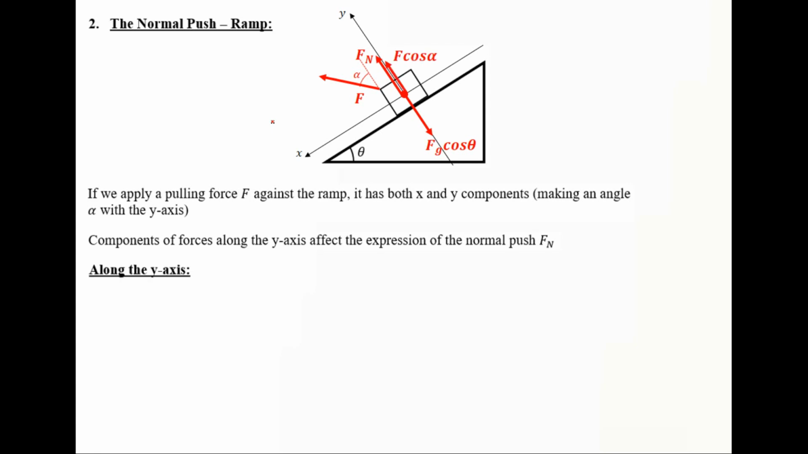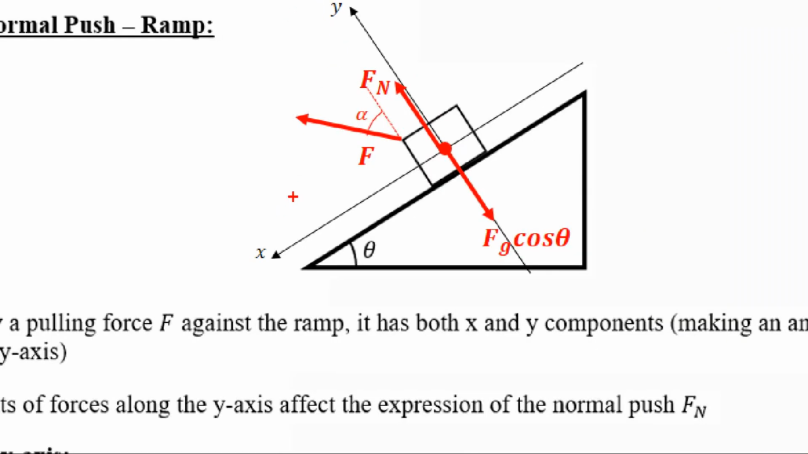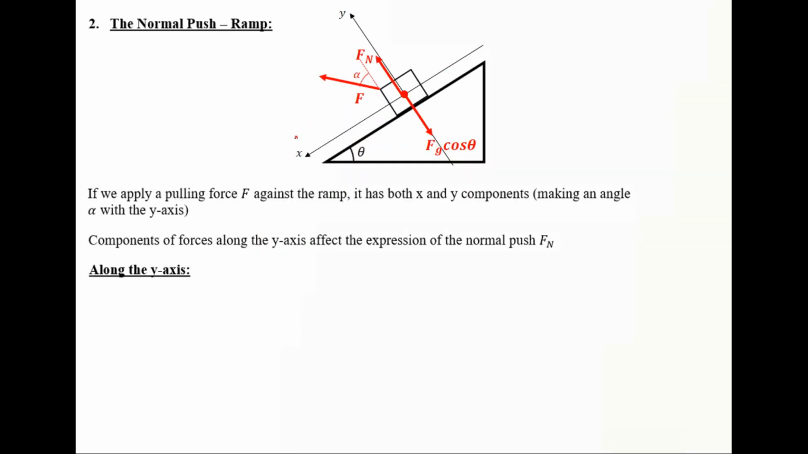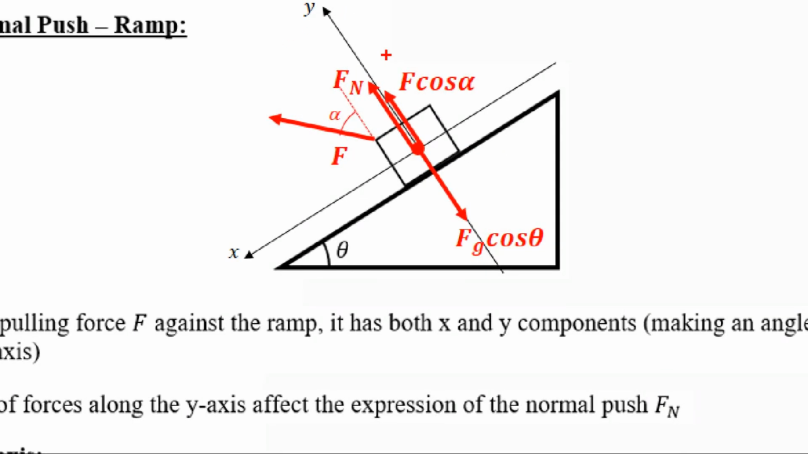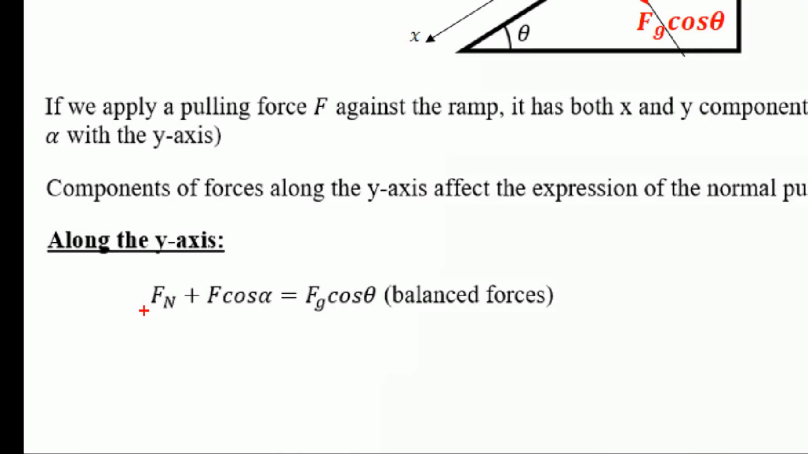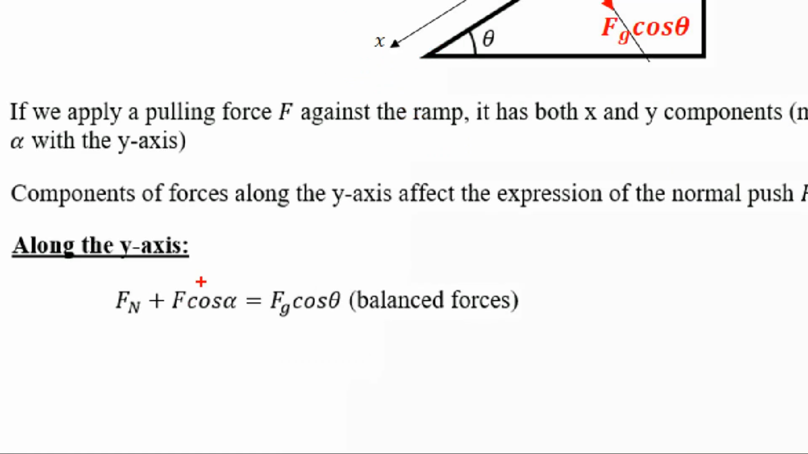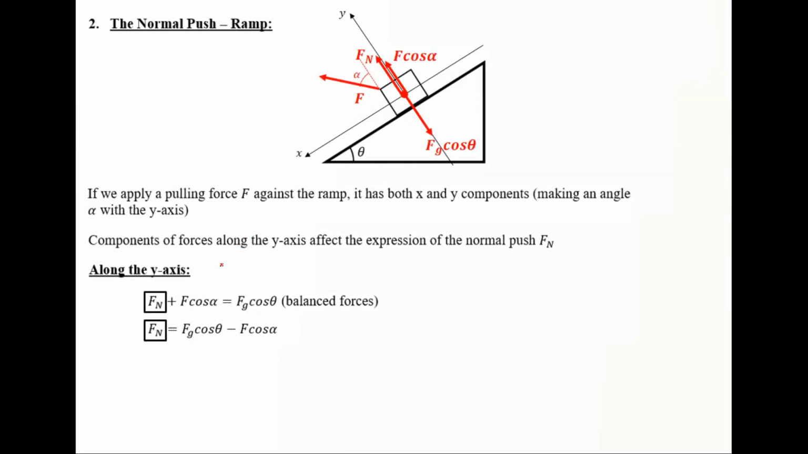Along the y-axis, we will decompose F along the y and along the x. Alpha is the angle between F and the y-axis, so its component along the y-axis is given by F cosine alpha. So in this case, the forces up along the y, which are given by Fn and F cosine alpha, would be balanced by Fg cosine theta, and we're searching for the expression of Fn.